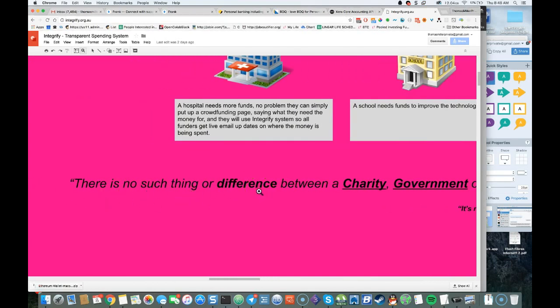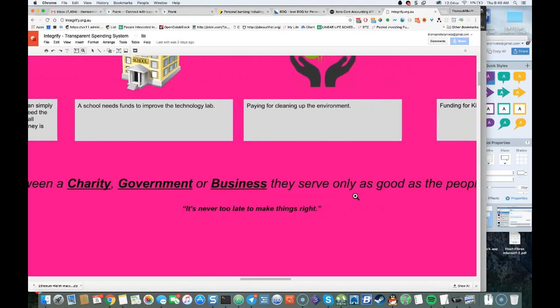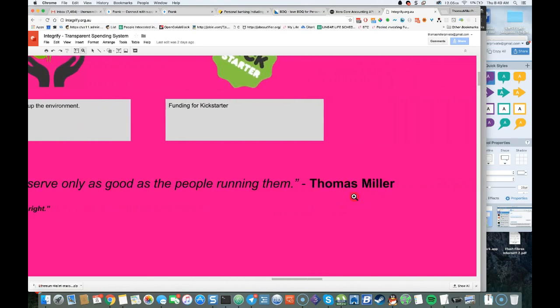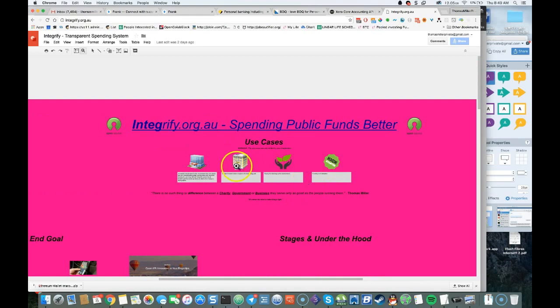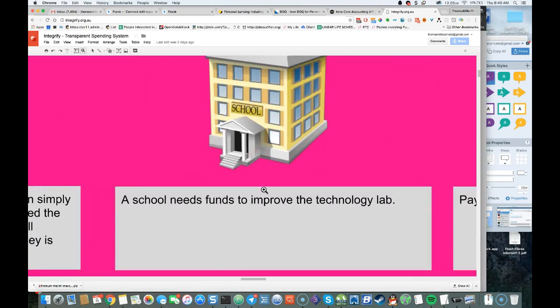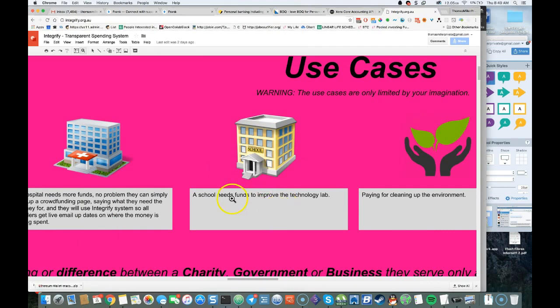My whole thing is that I want to move people away from all these governments and stuff. There's no difference between a charity, government, or business. They only serve as good as the people running them. So a hospital, they're struggling for funds. Well, they can set up a campaign. They can start getting more efficient, do a Kickstarter campaign and show their funds at the same time, and let people come in.